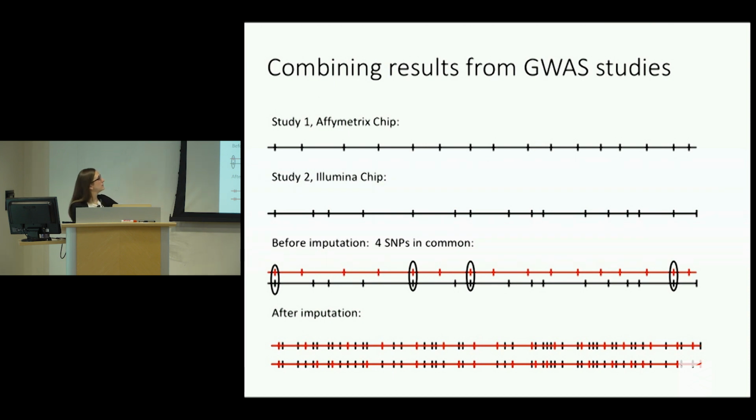So going back to my example of having 2 different studies with 2 different arrays that were used, and we want to combine them together. So we have study 1 that had an Affymetrix array, and study 2 that has an Illumina array. Before imputation, say in this little region of the genome, there are actually only 4 SNPs that are in common between the 2 arrays. So that means if I really wanted to analyze just the genotyping data, I would only be able to analyze these 4 SNPs. But after imputation of these 2 studies, I fill in all the gaps, and I'm able to analyze many more SNPs across this region. So imputation is filling in the gaps based on a reference panel.